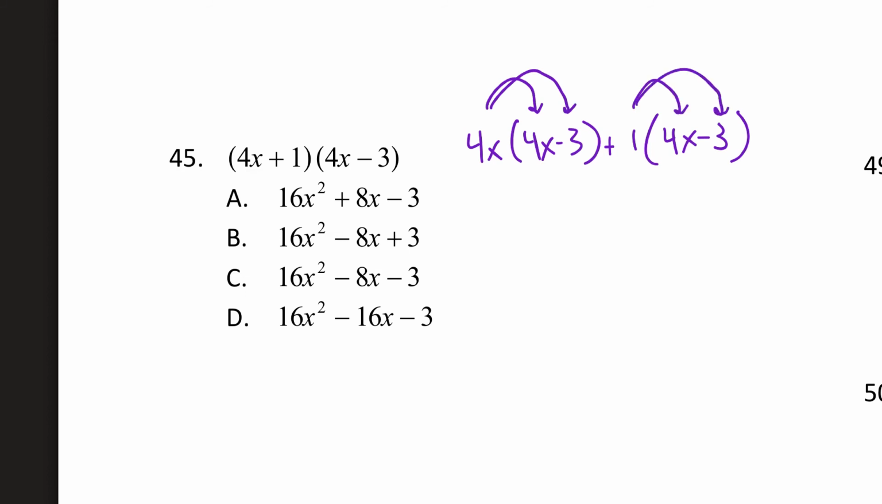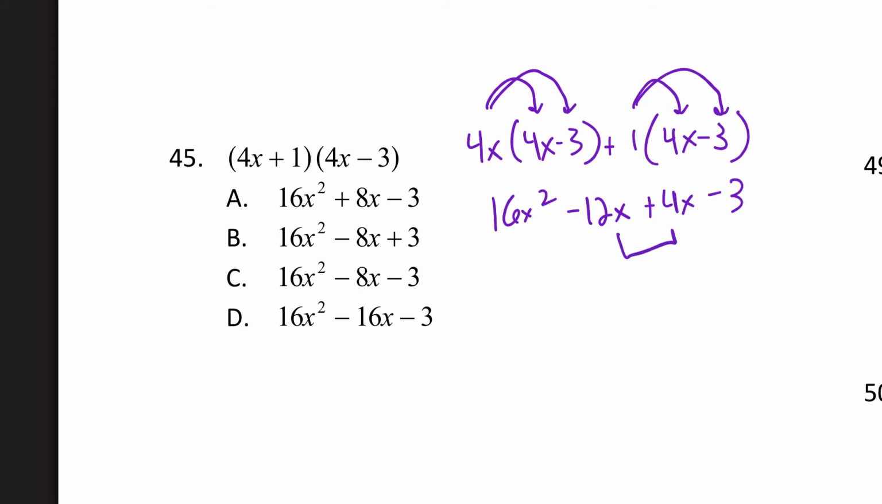And do the distribution there. So that will be 16x squared. Don't forget to multiply the x times x. 4x times negative 3 is negative 12x. 1 times 4 is 4x. And 1 times negative 3 is negative 3.